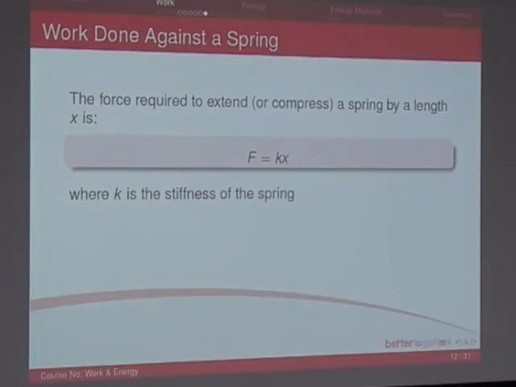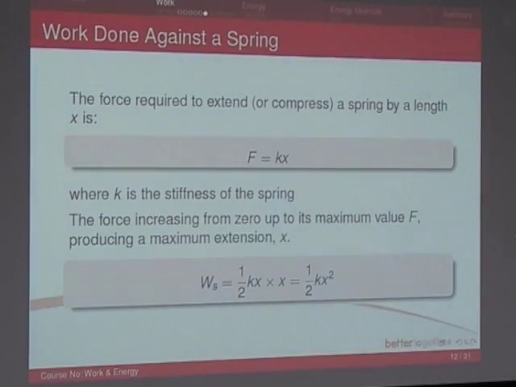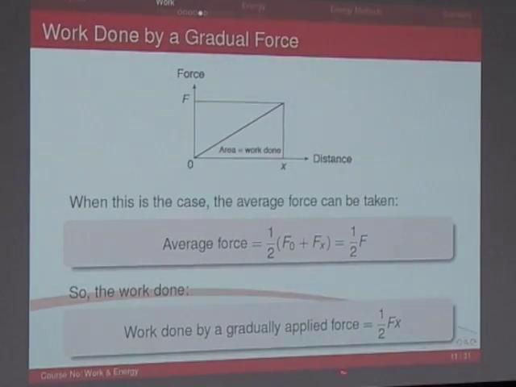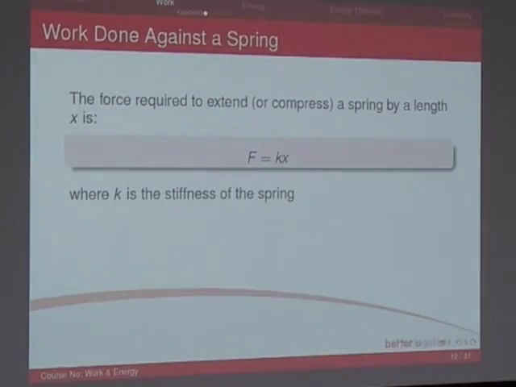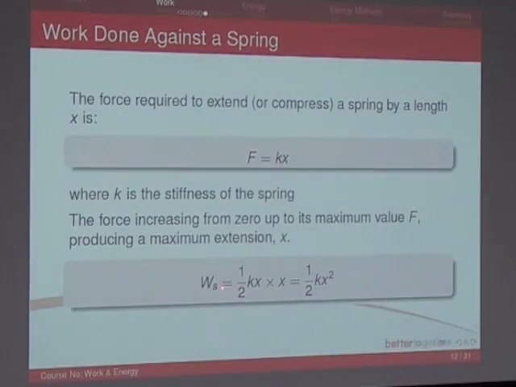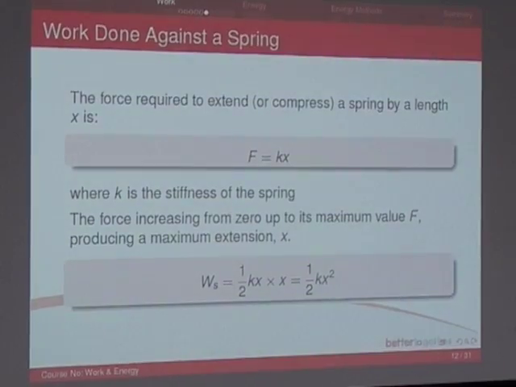We have F equals kx, where k is the spring stiffness, and we know that that F varies with respect to the distance. And so we've got 1/2 times the force, if you remember from here. Well, if we know the force is kx, then 1/2 kx is the force that's being done, which is a gradually increasing force. Multiply that by x, which is our extension, we get 1/2 kx squared, which is the work done against a spring or by a spring, depending on where you're looking at it.